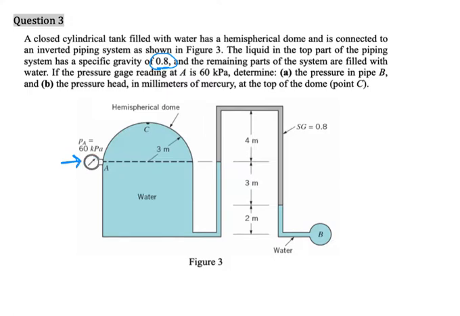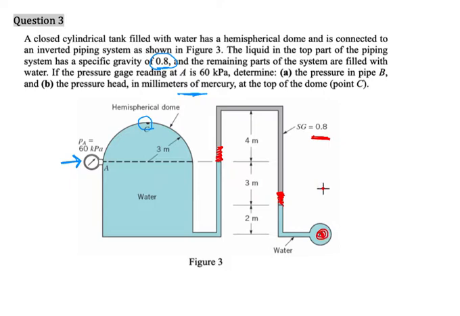pressure in pipe B and the pressure head in millimeters of mercury at the top of the dome, which is the point C here. So according to this diagram, we could say that we have an inverted U-tube. So this U-tube is filled with a special liquid with a specific gravity of 0.8. So we need to calculate what is the pressure at point B here.